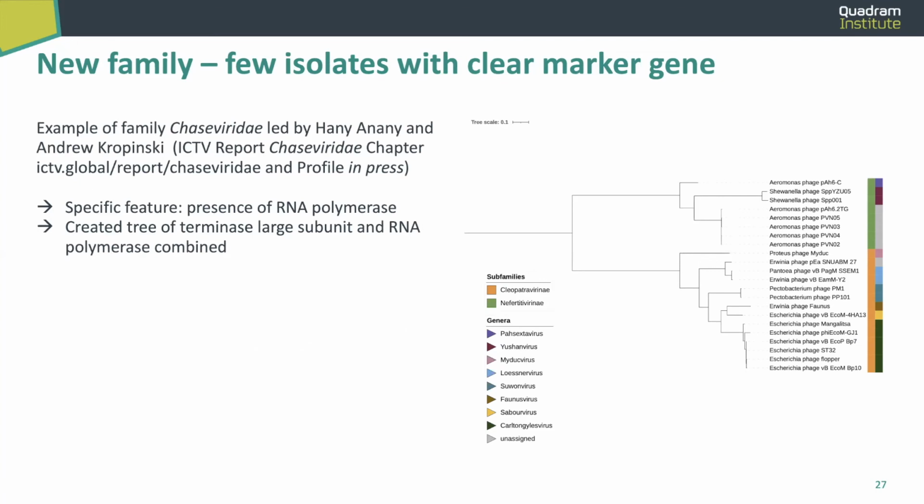I wanted to share with you a couple of examples of new families where we used the marker gene approach for phylogenetics. In this case, this is the new family Chaseviridae, for which the ICTV report led by Hani has just been published. And in this case, we chose the RNA polymerase and the terminase large subunit together, and we made a tree for both of these together. And it's a very straightforward family to make because there's not that many members yet.